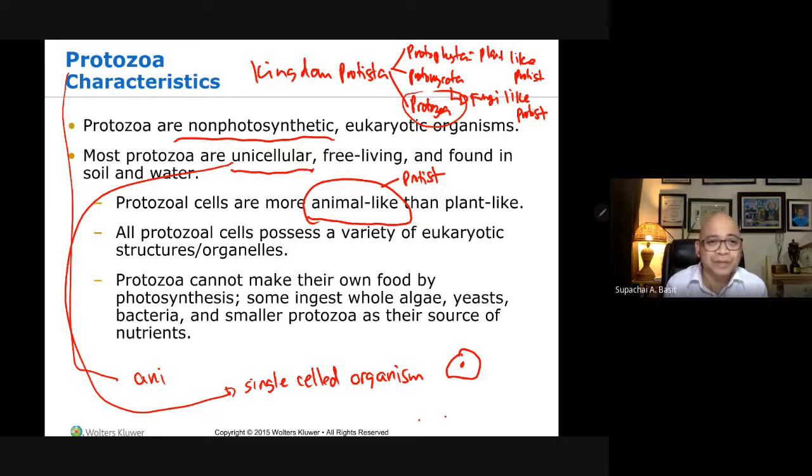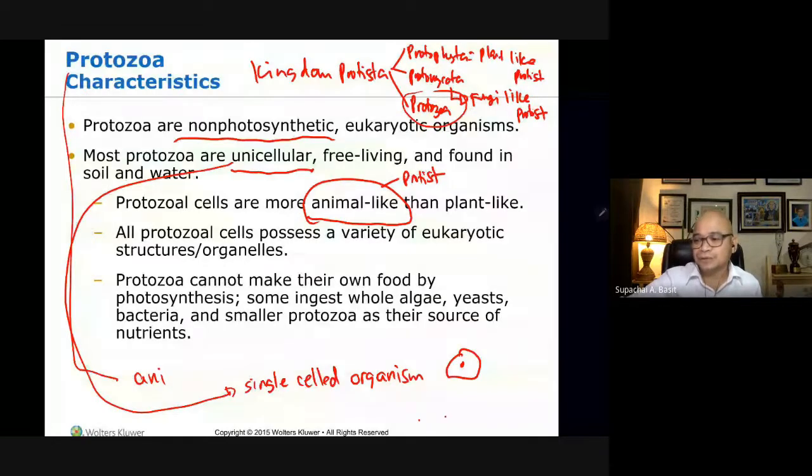Since protozoans do not have chlorophyll, they do not have pigment, and they cannot make their own food by photosynthesis, unlike the algae. Therefore, they need to ingest algae, yeast, bacteria, and even smaller protozoans as the source of nutrients.